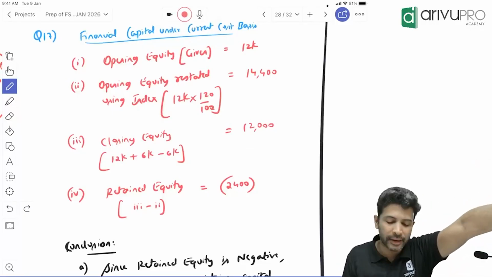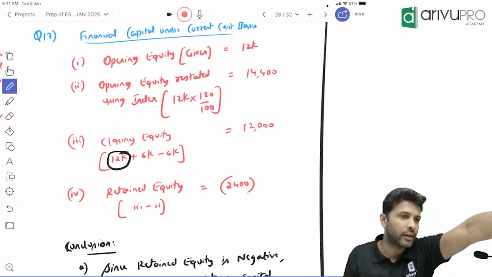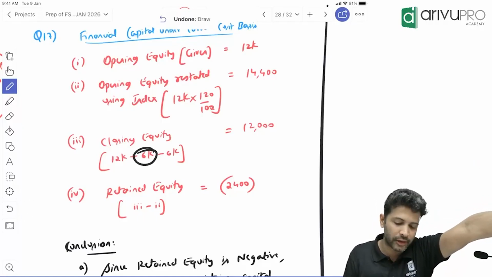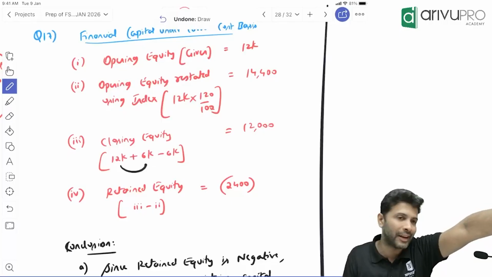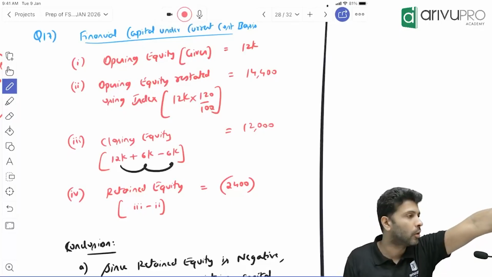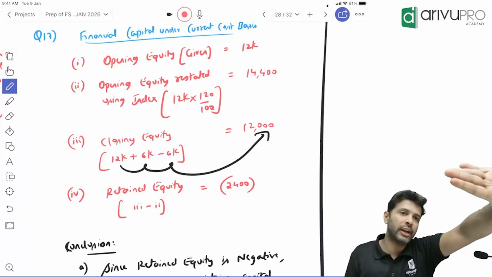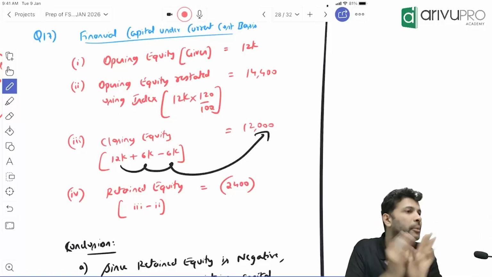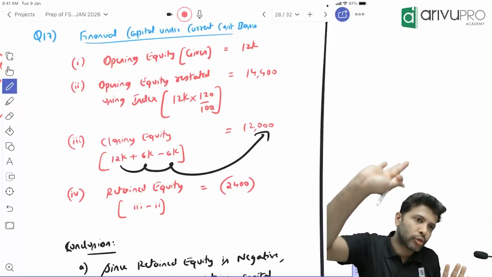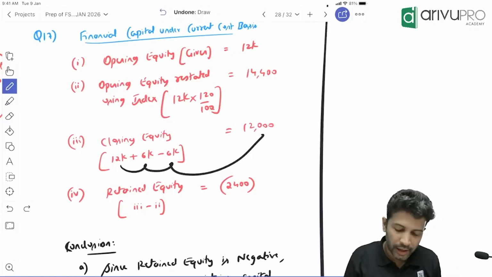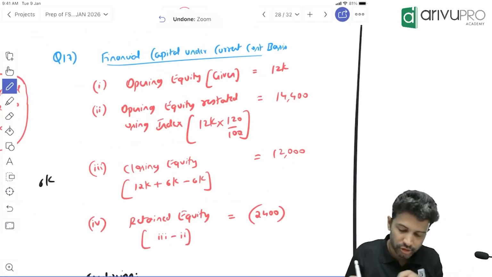Visualize simply. At the year beginning, how much cash did the trader have? 12,000. He made how much profit? 6,000. That means cash balance became 18,000. Again he withdrew 6,000. So cash balance is how much? 12,000. That means at the end of the year, trader has how much money? 12,000. So far good.